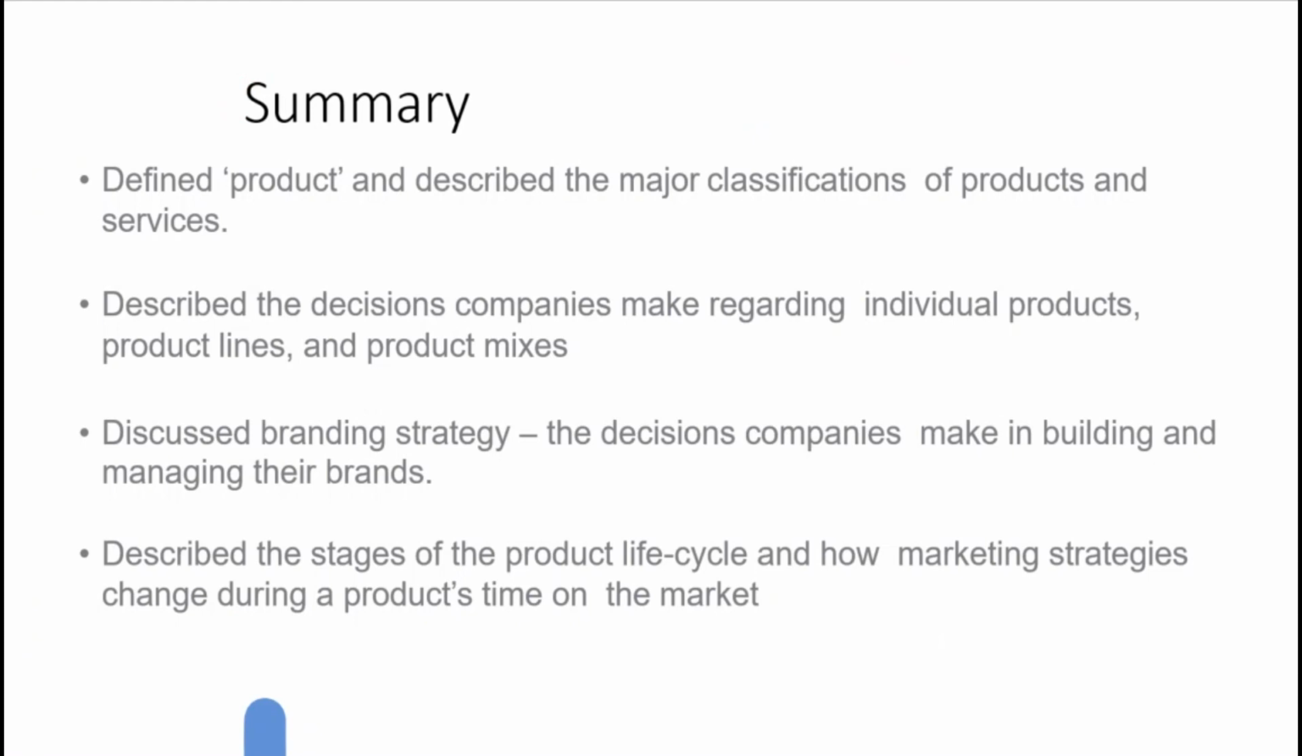So let's summarize the things that we learned from today's video lecture. We defined product and described the major classifications of products and services, described the decisions companies make regarding individual products, product lines, and product mixes, discussed branding strategy, the decisions companies make in building and managing their brands, and described the stages of the product lifecycle and how marketing strategies change during a product's time on the market.